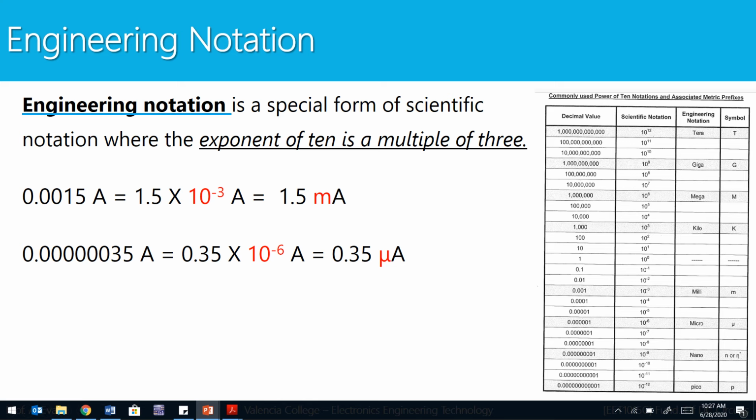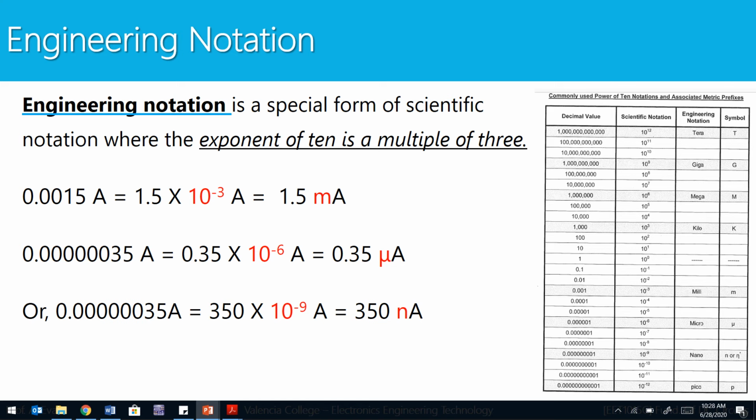You could choose to stop there, and if you did, your number would be 0.35 times 10 to the negative 6 amps. That's perfectly fine. If you decide to move the decimal point 6 spaces and stop right there, that's acceptable. Or you could choose to go another 3 spaces, moving a total of 9 spaces. And that would give you 350 times 10 to the negative 9. So it's up to you whether you stop after 6 spaces or 9 spaces. There's no definitive right answer. It all depends on your particular setup, the problems that you're solving, or the request of the person who's evaluating your work. But in this case, you could move the decimal point 6 spaces or 9 spaces.